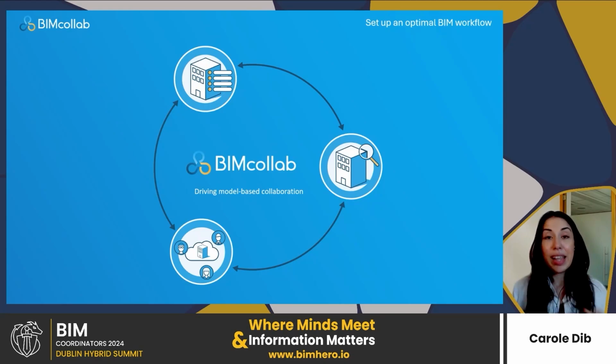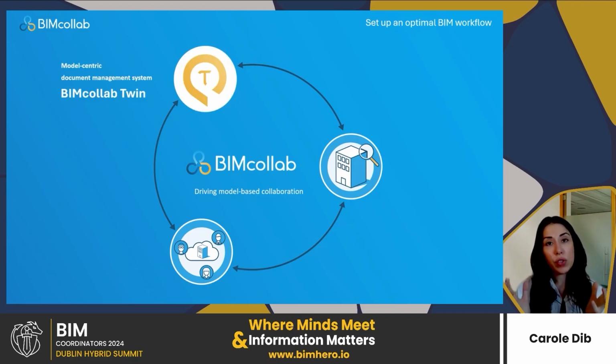Let us take a practical example to be able to do that. In the ecosystem of BIM Collab, how can this workflow actually take place? It's very simple because in the ecosystem of BIM Collab, we have three main modules. The first one is BIM Collab Twin, which is the model-centric document management system, which allows you to store all your documents, files, or models in one central repository.